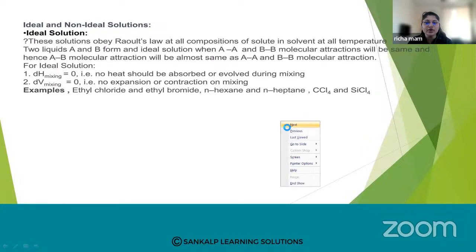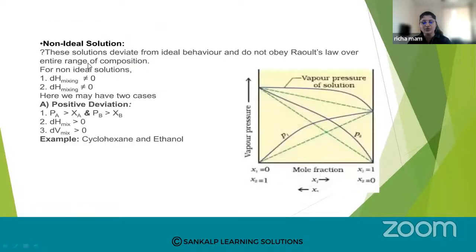Next we are going to go for non-ideal solutions. Now, what are non-ideal solutions? Non-ideal solutions are those solutions which do not obey Raoult's law over the entire range of composition. So what are the characteristics of non-ideal solutions? We will see that now.